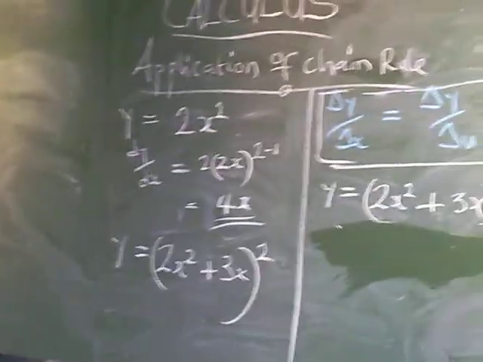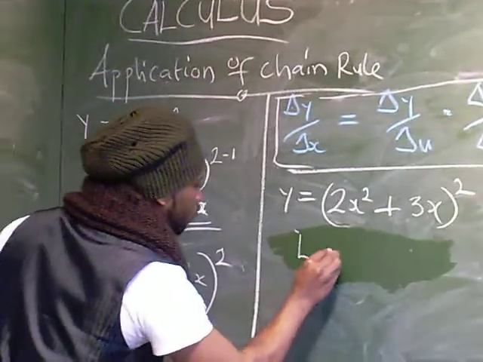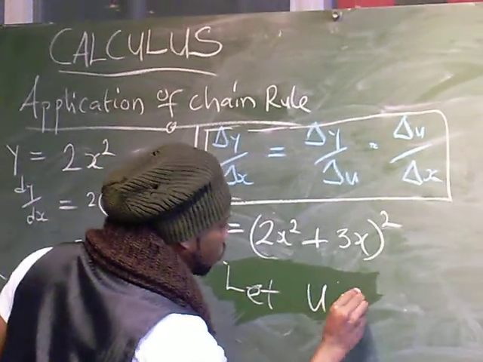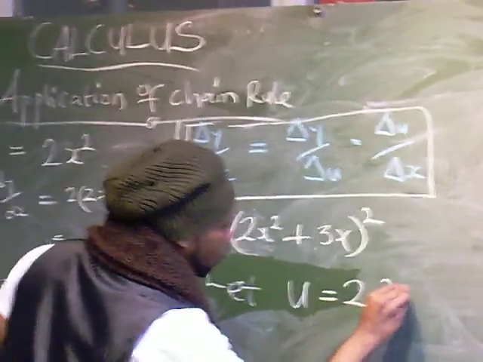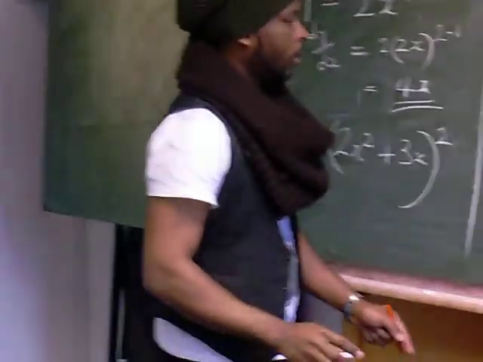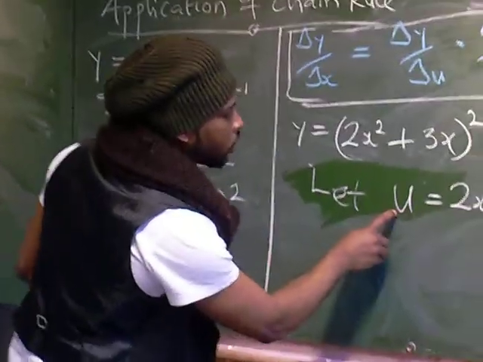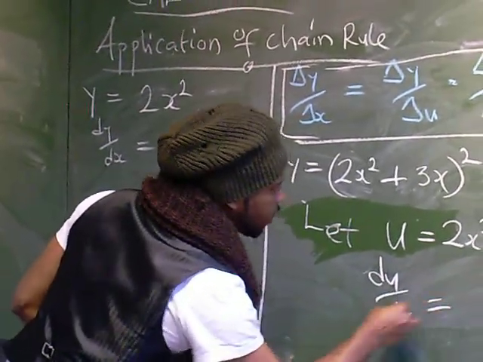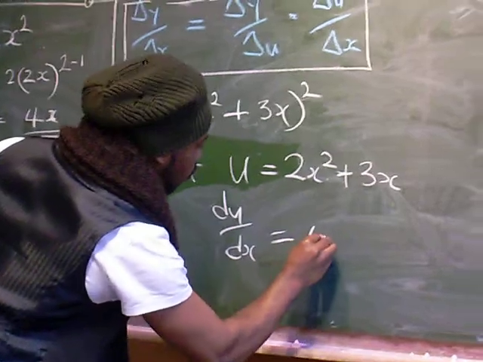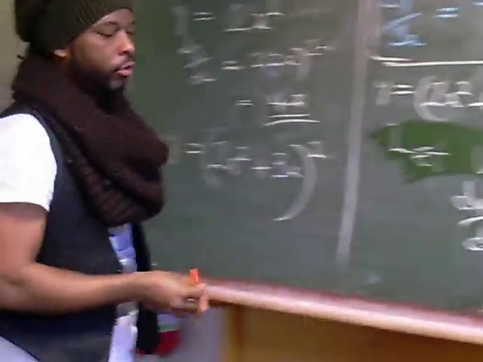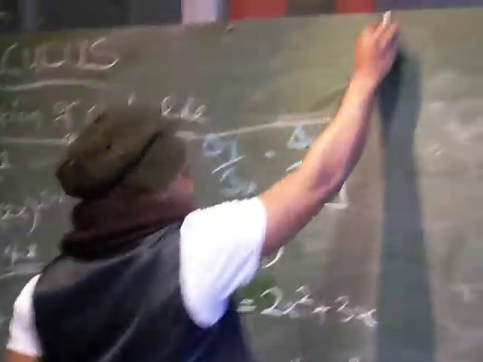Look. Let u equal to 2x squared plus 3x. In this case, the du/dx is equal to 4x plus 3. The du/dx is 4x plus 3. Okay? Now, we are going to go further.